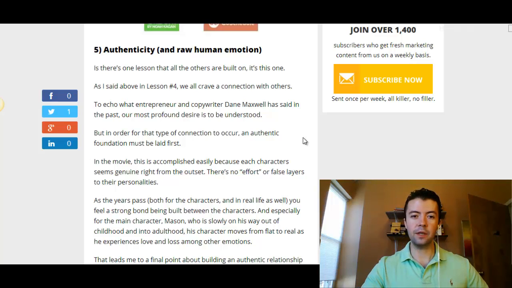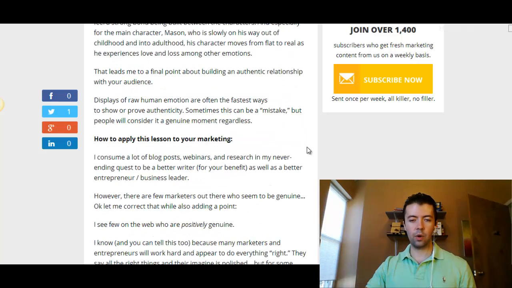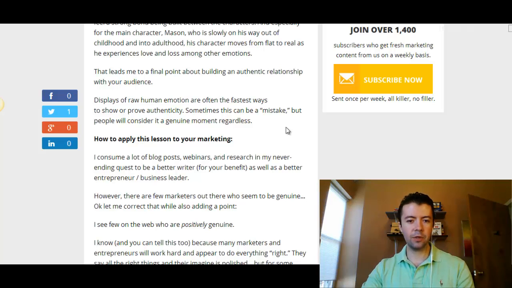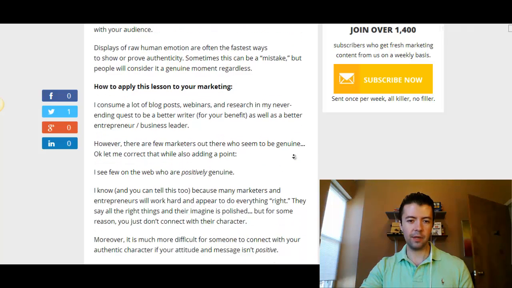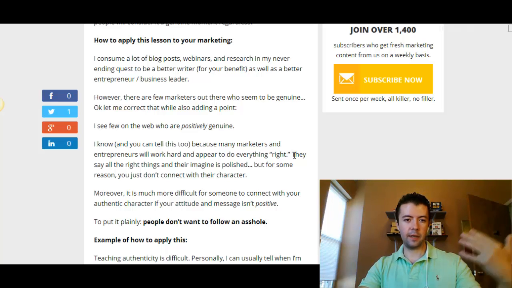Lesson number 5, authenticity and raw human emotion. This is a lesson I felt pretty much all the other lessons are built on top of, because without the genuine expression of a personality, where you feel like someone is being straightforward with you, and it's not fake or preconceived, that goes a long way towards building trust and a relationship with anyone. Particularly in this movie, it builds a relationship, even though it's a one-way conversation between the audience and the characters on the screen.